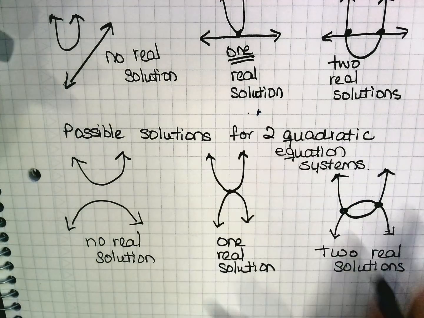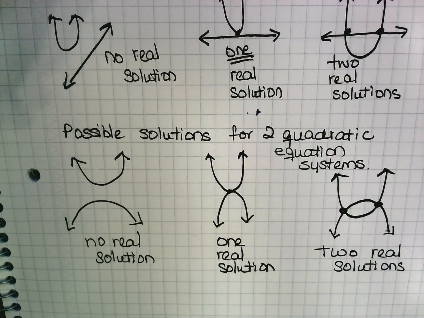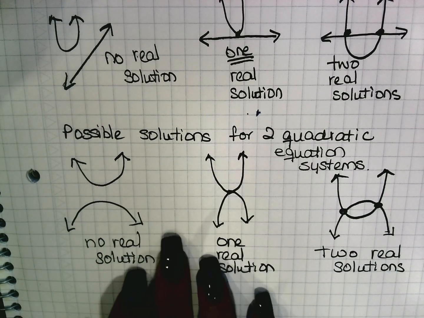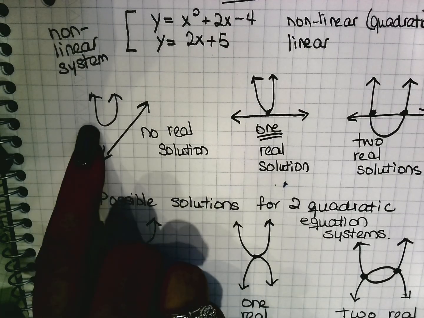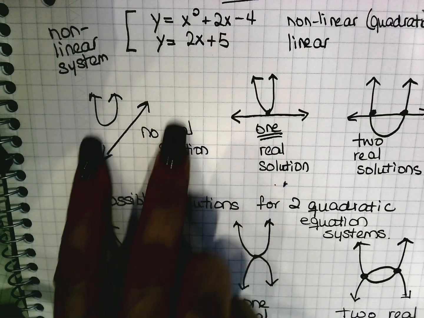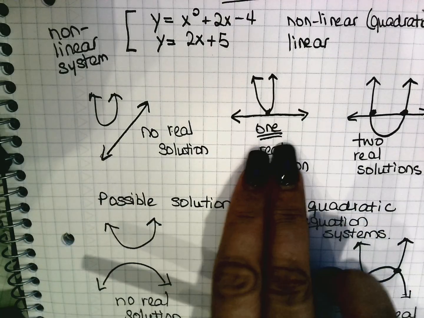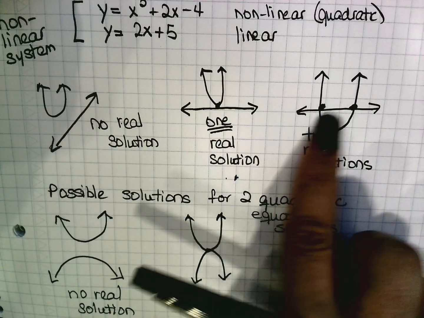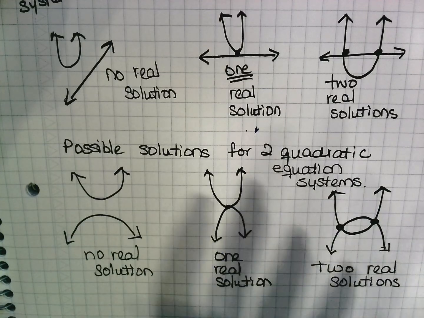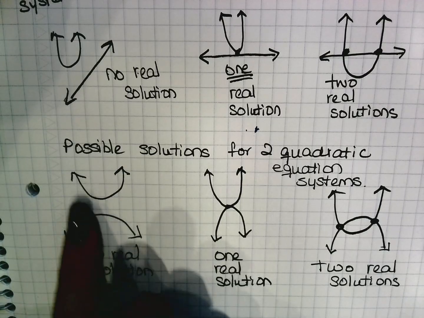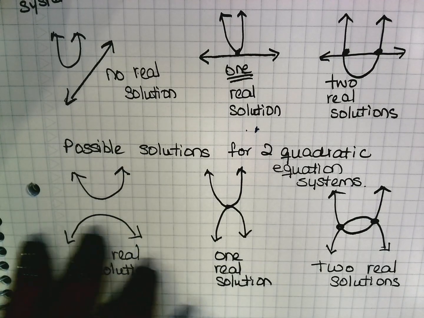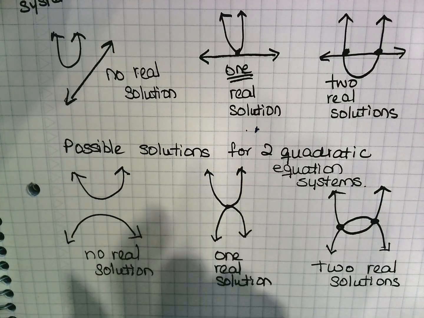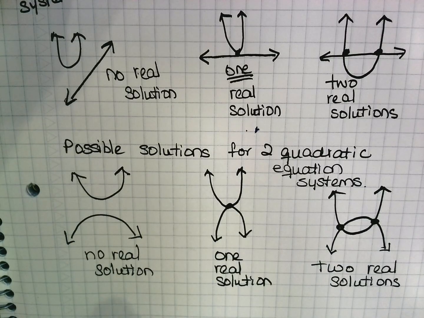Okay, so just looking at the different scenarios of what could happen depending on what type of equations we're using. If we have a linear and a quadratic, you could have no real solution if they never touch, one real solution if they just touch at one point, or two real solutions where you have an intersection at 2 points. If you have two quadratic equations, again, no real solution when they never touch, one real solution when they touch at that 1 point, and two real solutions if they intersect at those 2 points.